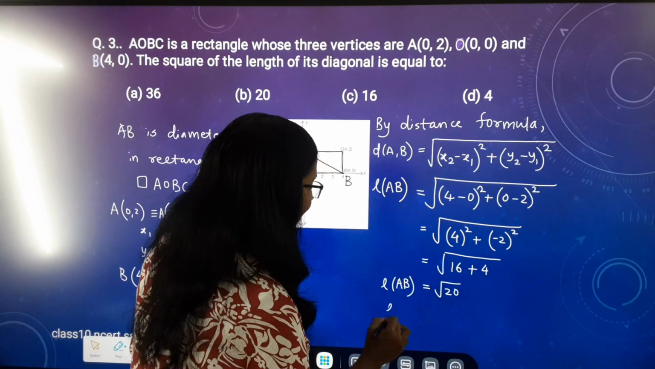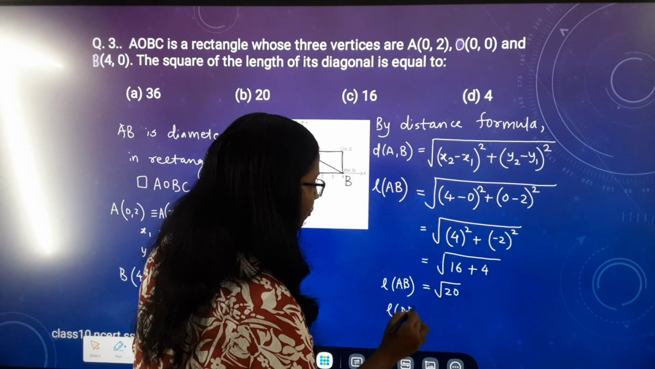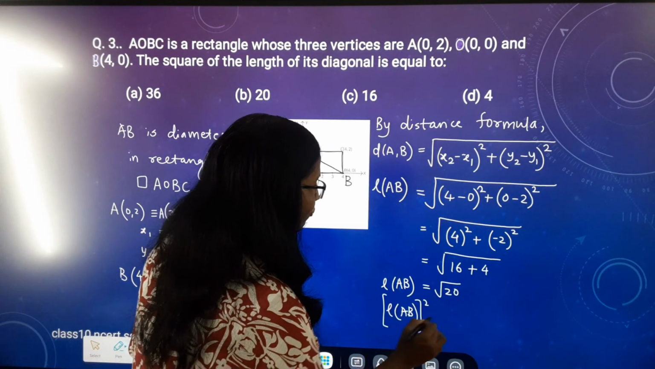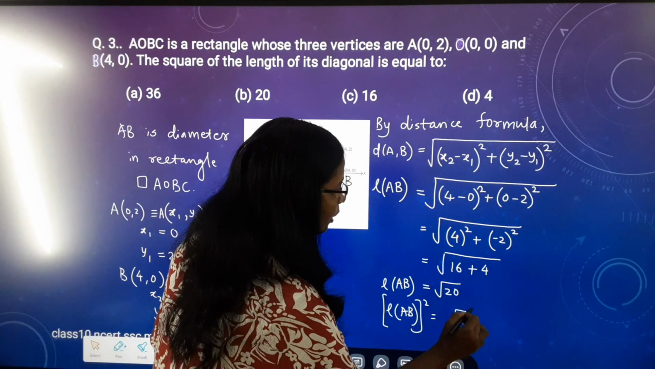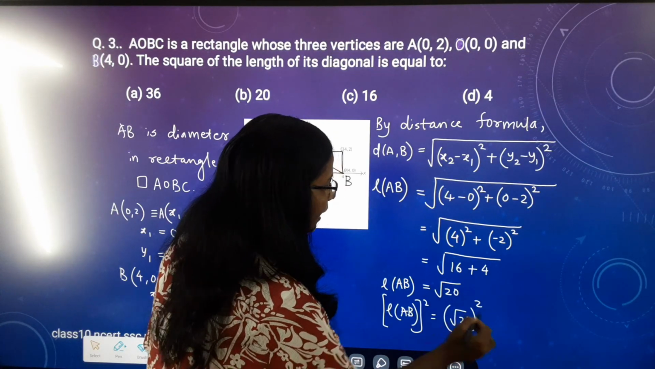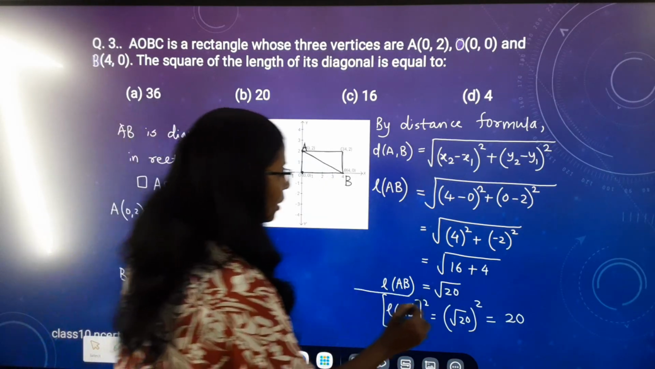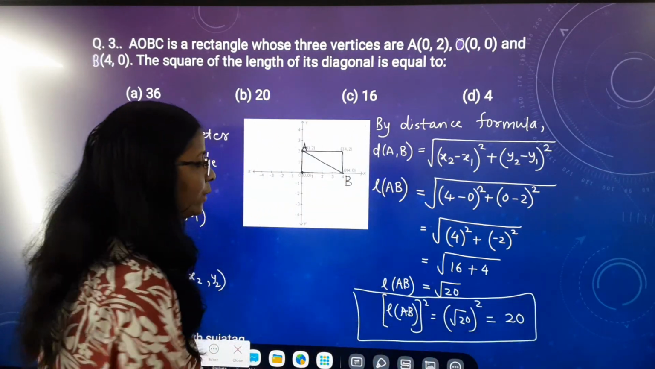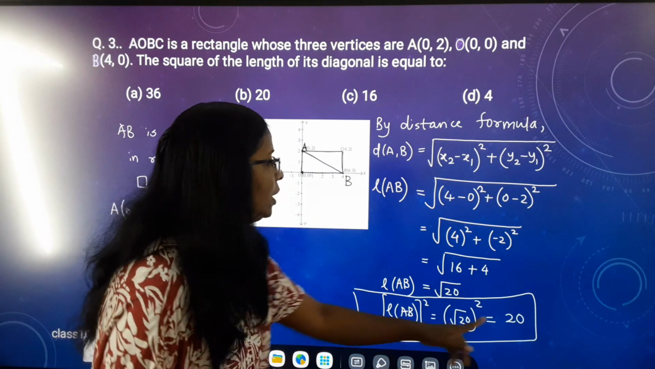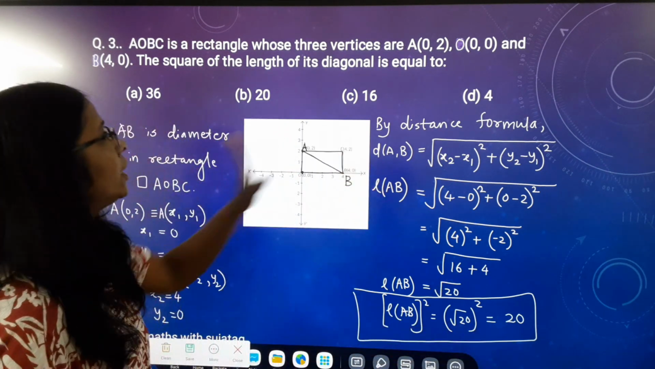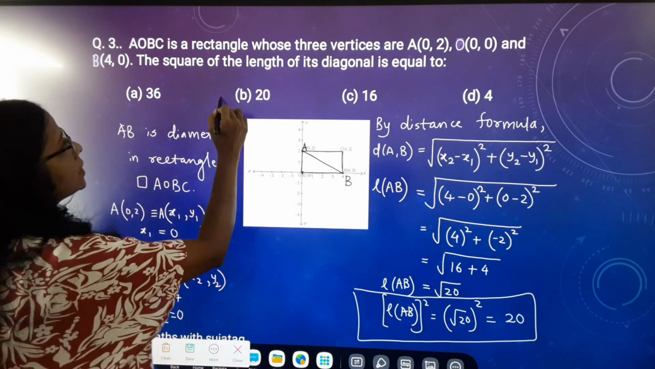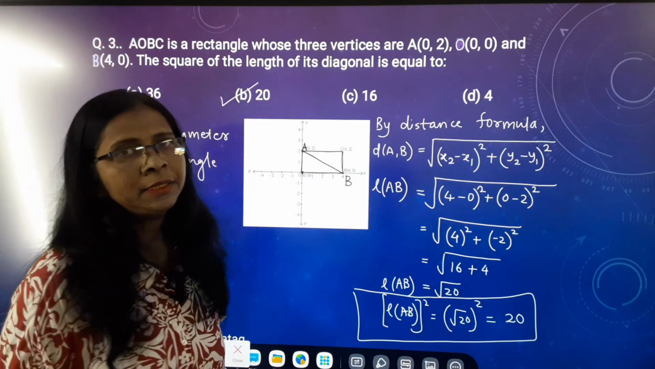Now here, the square of the length of AB is equal to the square of root 20, which is equal to 20. Okay, so here students, the square of the length of the diagonal is equal to 20. So here our answer is option B, 20.